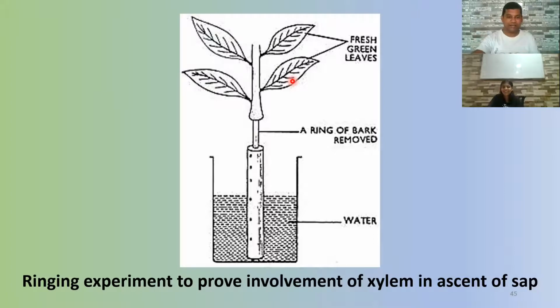Even though I removed the bark layer, the leaves are still fine. That means the bark is not involved in providing water to the leaves. Correct. Bark is nothing but the phloem tissue.